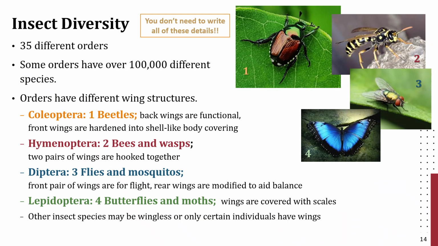All right, so there are 35 different orders of insects, with 100,000 different species in some of those orders. So just thousands and thousands of different types of insects. We can see some of the different orders here: beetles, bees and wasps, flies and mosquitoes, butterflies, and moths.